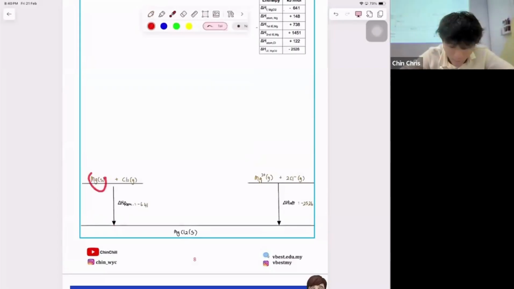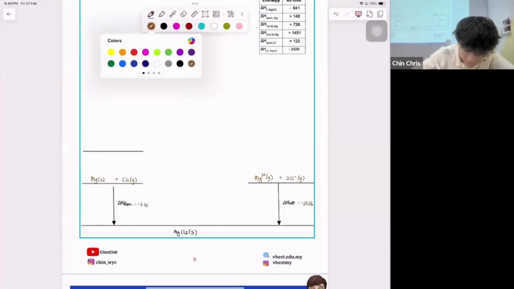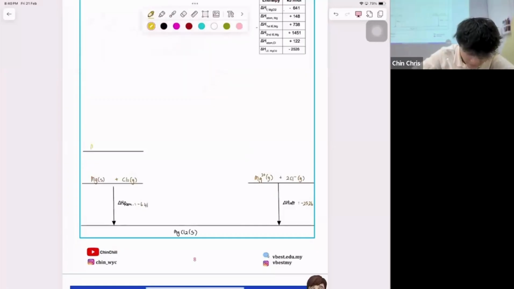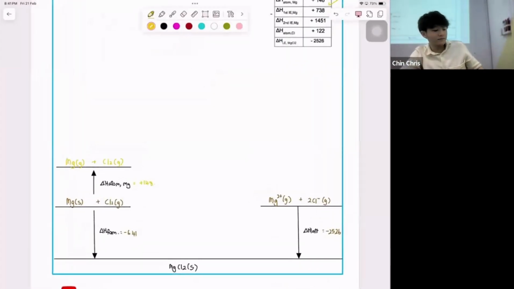Second step, you have to slowly combine, slowly connect them. Okay, go. So from magnesium, solid turns into magnesium gas first. What is this? That is the delta H atomization of Mg, right? Correct. Value: 148, right?